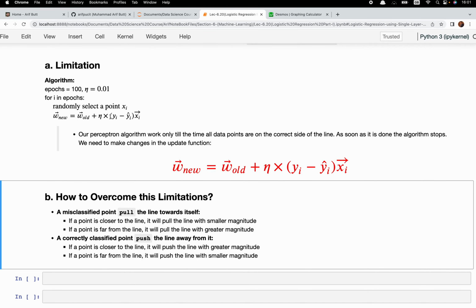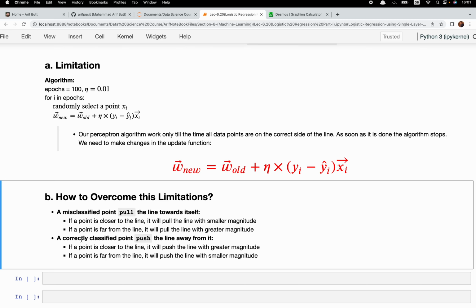So in this algorithm, we are only adjusting the line with respect to the misclassified point. We need to adjust the line with respect to the correctly classified point as well. Let's say that a misclassified point pulls the line towards itself, while a correctly classified point pushes the line away from it. Moreover, in case of a misclassified point, if the point is close to the line, it will pull the line with smaller magnitude. If the point is far from the line, it should pull the line with greater magnitude.